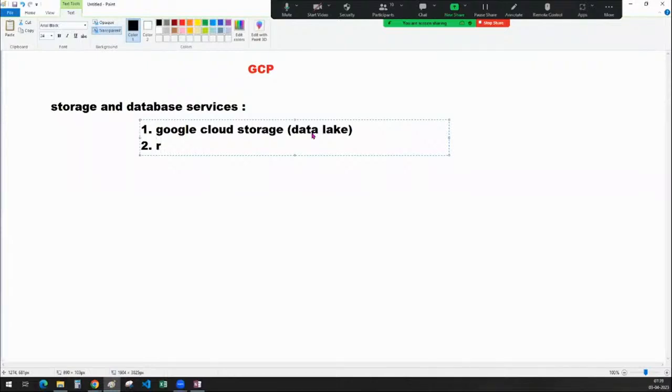For the RDBMS solutions, we have Cloud SQL and Cloud Spanner, guys. So we have two services which are considered RDBMS solutions, Cloud SQL as well as Cloud Spanner. What is Cloud SQL, guys? Cloud SQL is one of the fully managed services provided by GCP for running MySQL engines, as well as PostgreSQL engines, as well as SQL Server.